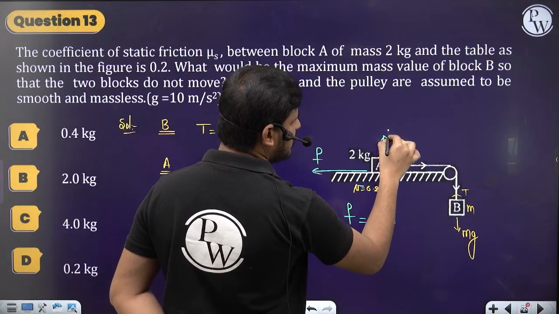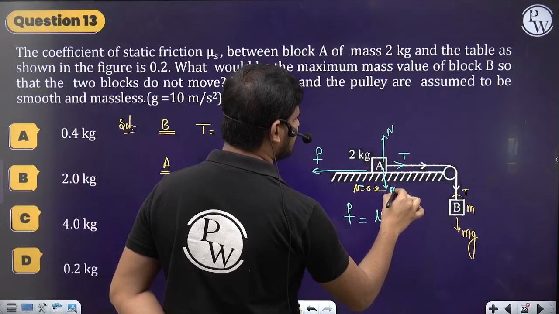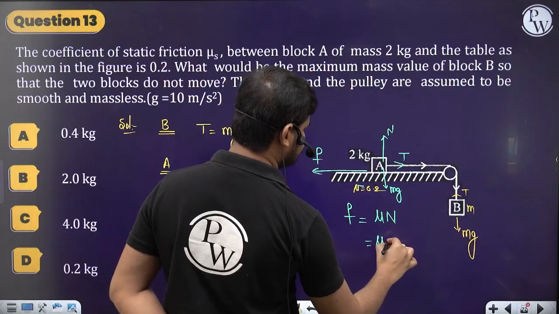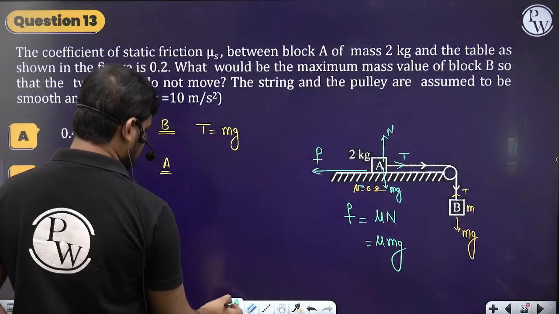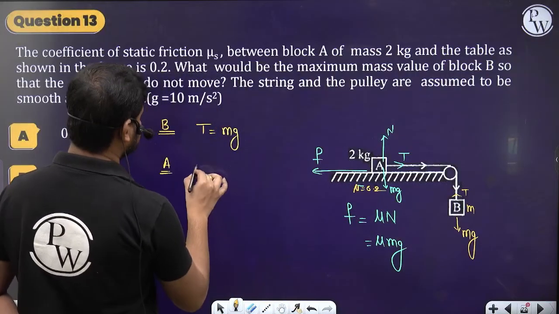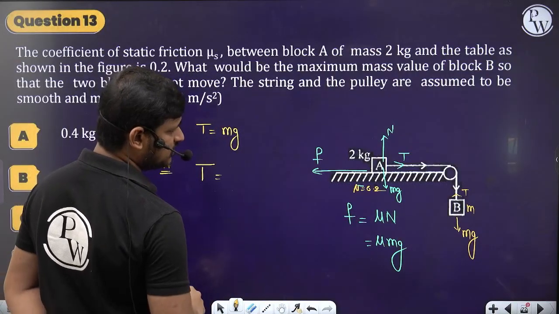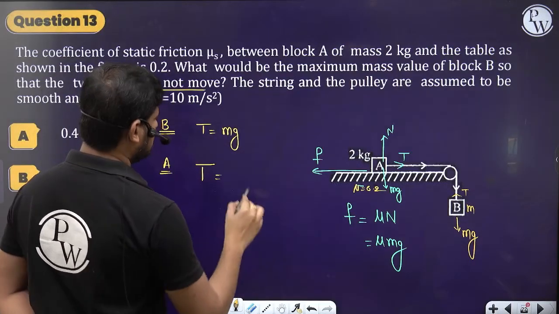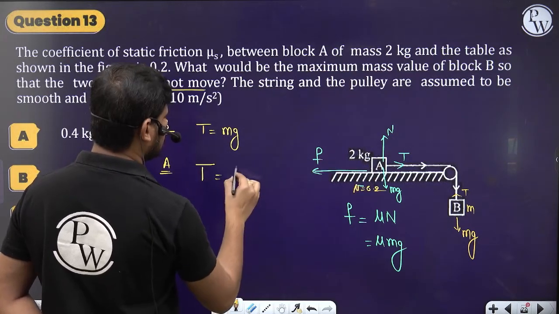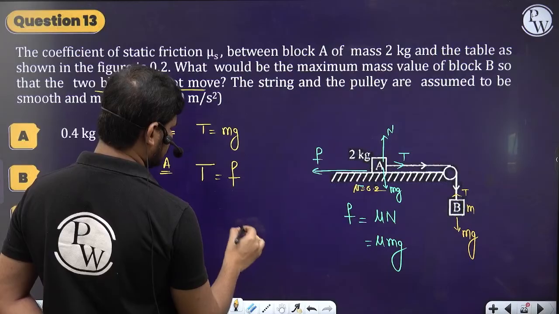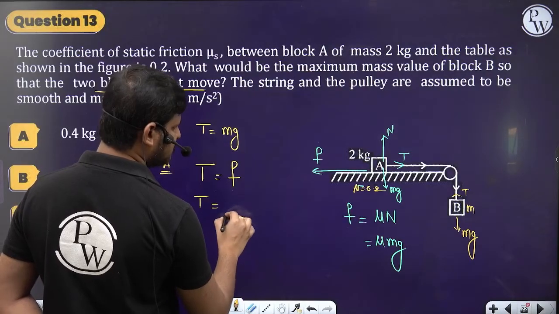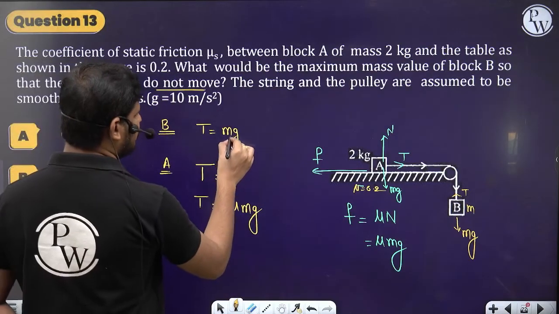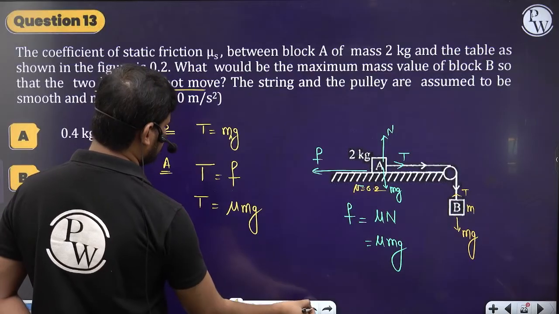What is the normal here? N is equal to its weight. What is weight? mg. Yes or no? So mu into, in place of N we can write 2g, or else simply write mg now. So now for the A block, the T must be equal to the frictional force, since it is not moving, right? They said the two blocks do not move, yes, fine. So what is that frictional force? T is equal to, in place of frictional force you can write mu mg, right? So this is the mass of block A. Let's write the mass of block B separately.